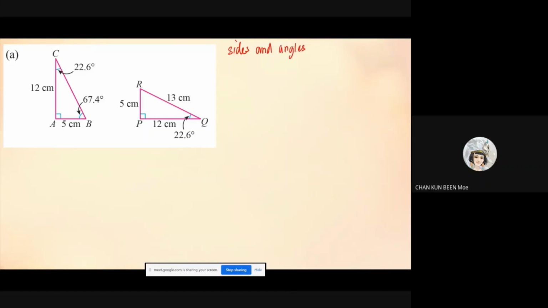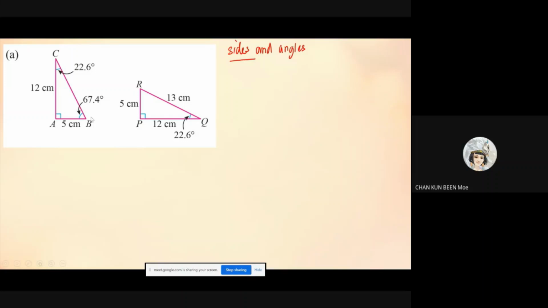These two. So first we look at the side. Side we have AB. So you refer to this diagram over here. The AB actually refers to PR, right? So the measurement is the same, okay? Then we look at the other side. AC is 12 centimeter. So AC corresponds to PQ, which is also 12. So nothing wrong. They are the same.